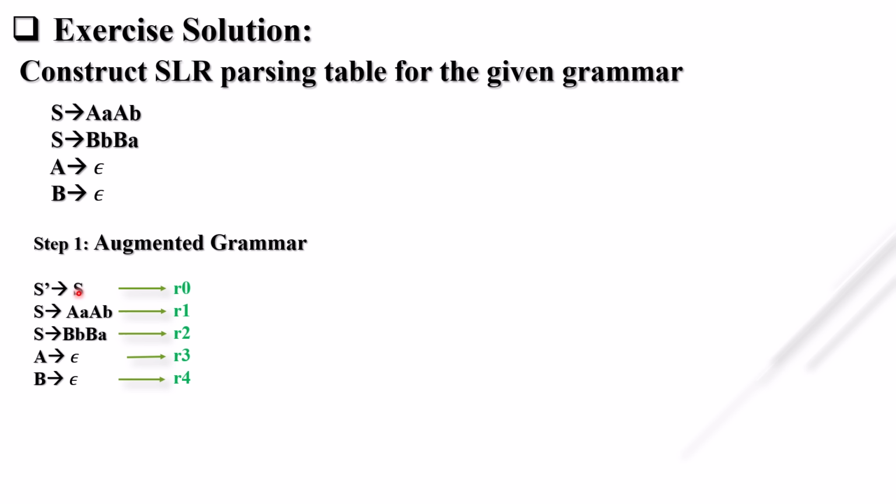Is that clear? Then S tends to AaAB, S tends to BbBa, A tends to null, B tends to null. Rest of the productions you have to write as it is. So augmented grammar is very simple. If you have a starting symbol S, then you simply write S dash tends to S. We have to introduce a new non-terminal. If your starting symbol is capital Z, then simply you introduce Z dash tends to Z, nothing else.